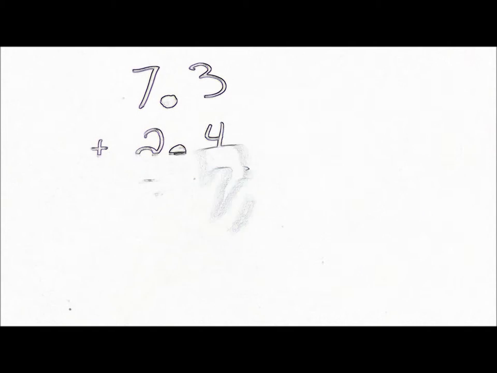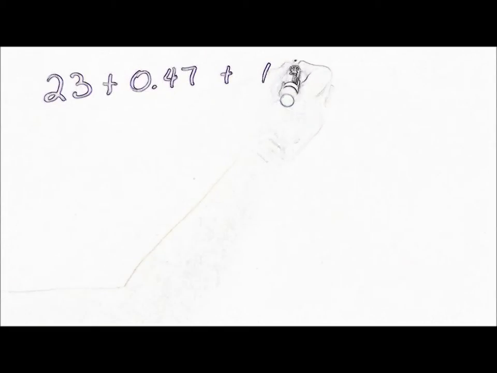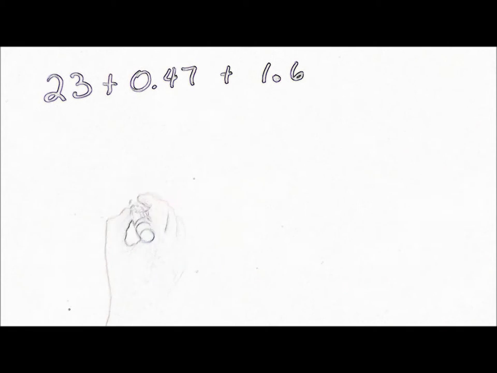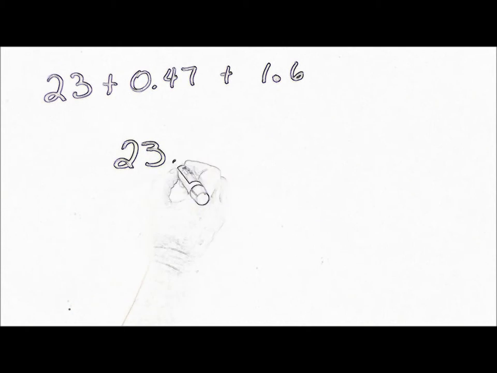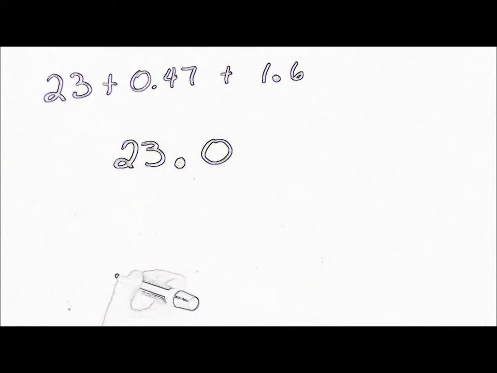Let's try another one that's a little bit more complicated. Let's say that you had 23 plus 0.47 plus 1.6. This problem is written horizontally, and you need to write it vertically so that you can solve it. So we'll start with the 23. 23 doesn't have a decimal showing. So if you don't see a decimal, I always say that it's invisible. It's to the right. So let's make it 23 point, and we'll go ahead and put a 0 after it.